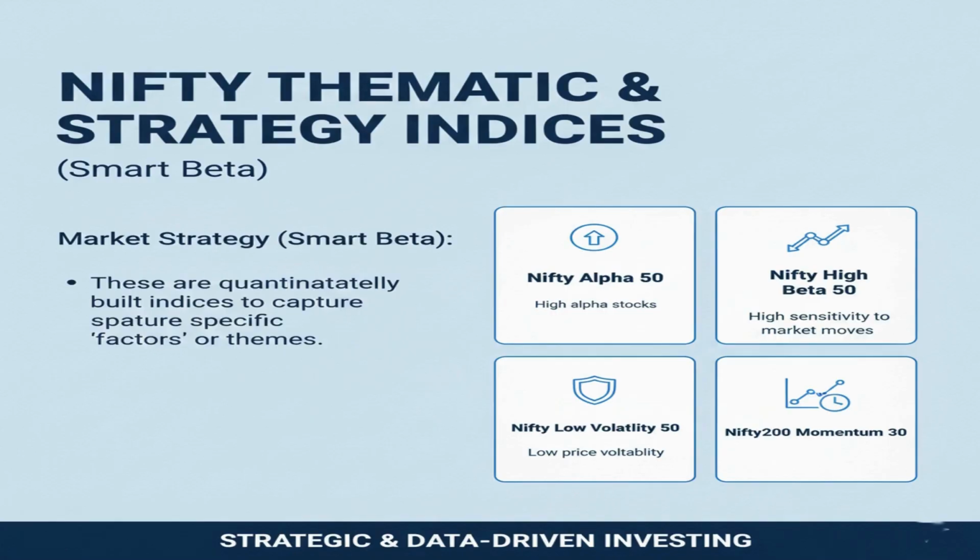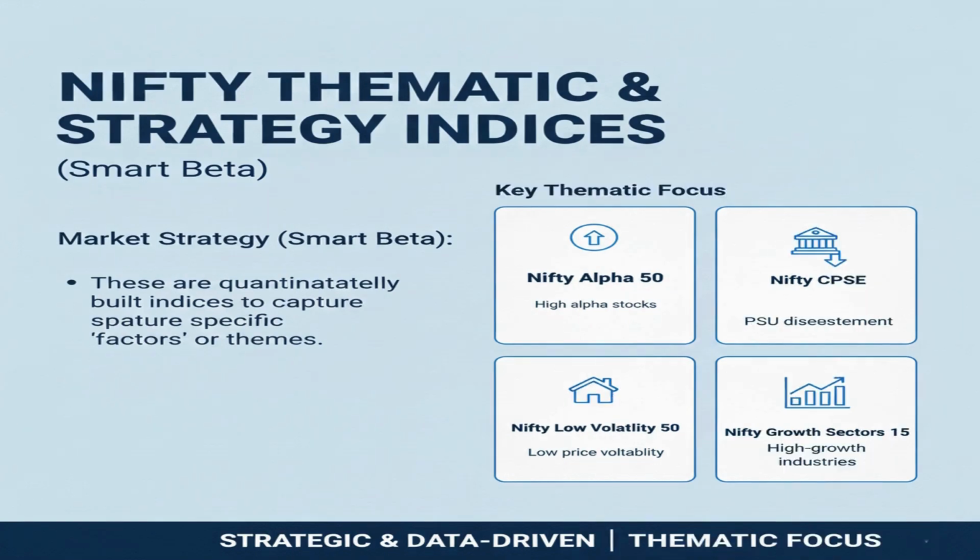Market Strategy, Smart Beta. Nifty Alpha 50 measures high alpha stocks. Nifty High Beta 50 measures high sensitivity to market moves. Nifty Low Volatility 50 measures defensive, low swing stocks. Nifty 200 Momentum 30. Key Thematic Focus: Nifty CPSE for PSU disinvestment, Nifty Housing, Nifty Growth Sectors 15.